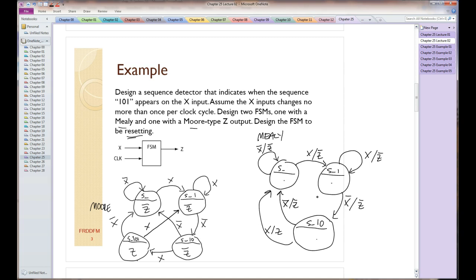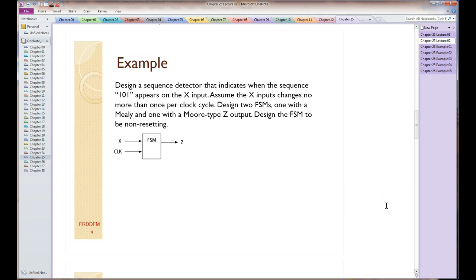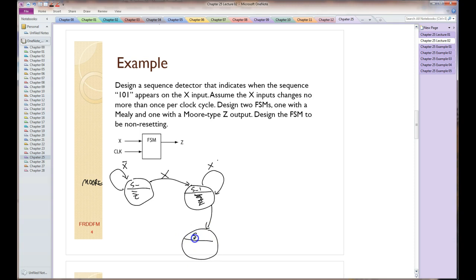Let's go on to the non-resetting. In the non-resetting versions, these are going to be very much similar. We'll do Moore first. But once again, we can reuse that 1. So here's S underscore 0 with X bar, X, and Z. Haven't found it yet. S underscore 1. Okay, so in this state, very much similar to the other one. I have an X, and if I find a 0, I get to go to the next state, which is S underscore 1, 0. Here's your X bar.